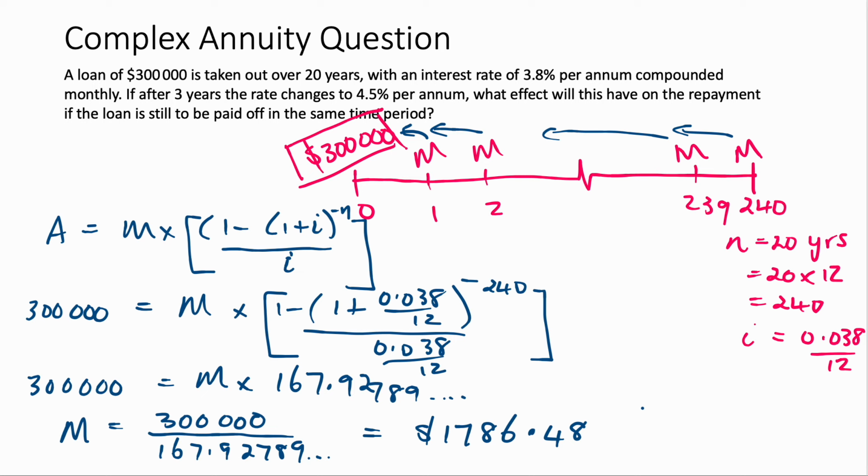Now if the interest rate goes up, then that's not going to be enough to pay off the loan. So what we need to do is focus in now. We're going to do a new timeline because we need to examine the state of the loan at that 3-year mark. So let's have a look at what the new timeline is going to look like, where I'm just focusing up to the 3 years now.